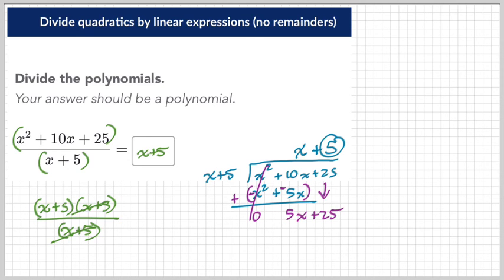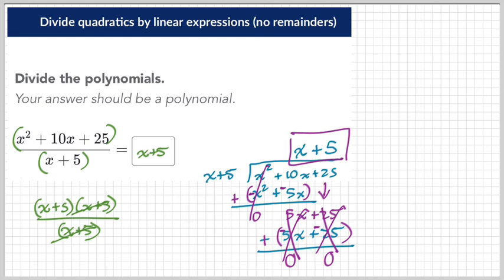And now I have to take that number and multiply it to this. Okay, so what do you get when you take 5 and you multiply it times x plus 5? You get 5x, because you go 5 times x. And then you get 25, because you go 5 times 5. And then what do we have to do with these guys again? Subtract. Okay, so we're going to distribute the negative, so we have a negative 5x and a negative 25. We add them together, we get 0 here. Yay! And then we get 0 here. Yay! Now we have our answer.